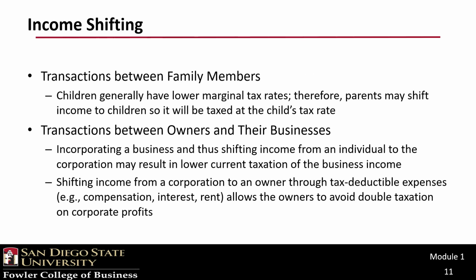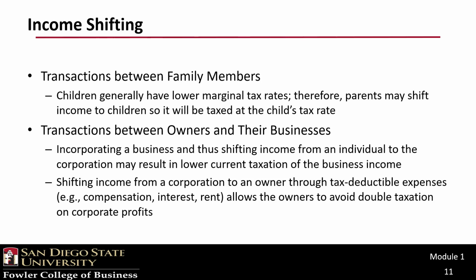Okay, so transactions between family members was one of the designs we just looked at, right? Between Mr. Krabs and Pearl. And the reality is children generally have lower marginal tax rates. Therefore, parents may often shift income to children, and so that way it's taxed at the child's tax rate. There are also transactions between owners and their businesses. So, for example, incorporating a business, thus shifting income from the individual to the corporation, as we saw, can result in lower current taxation.